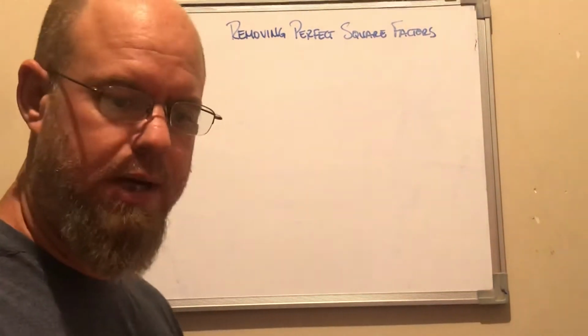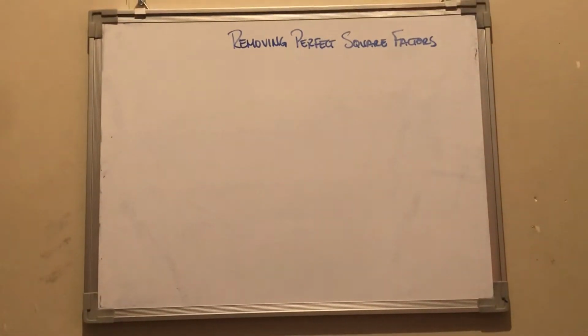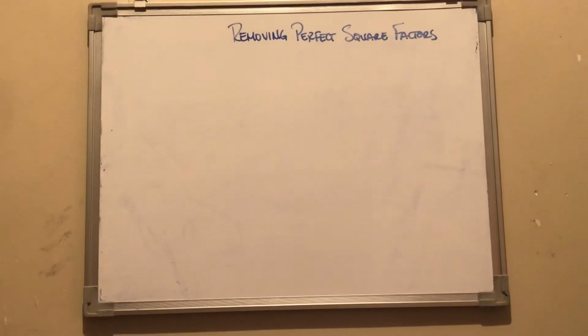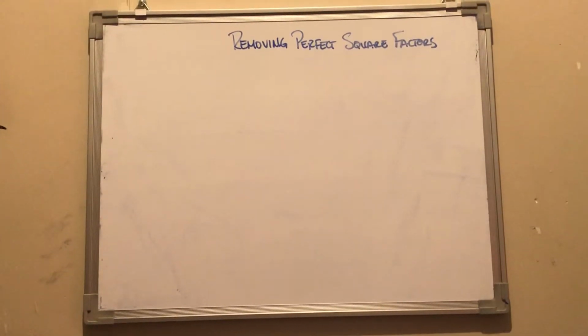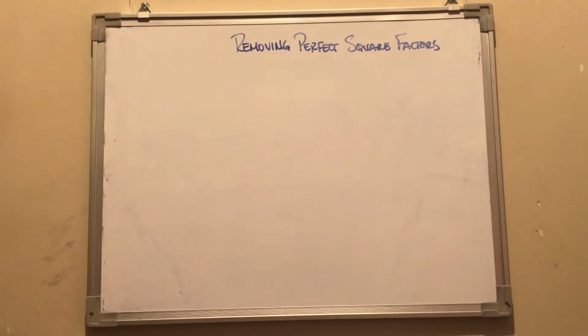Hey guys, so this morning we're going to move on in chapter 8. We're moving to lesson 2, which is 8.2, which is removing perfect square factors.